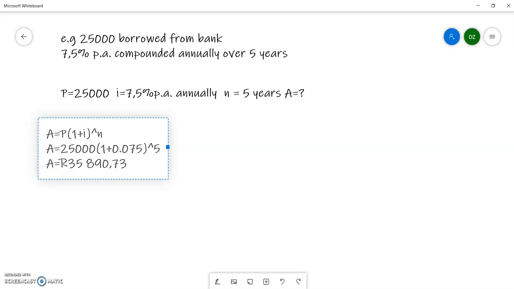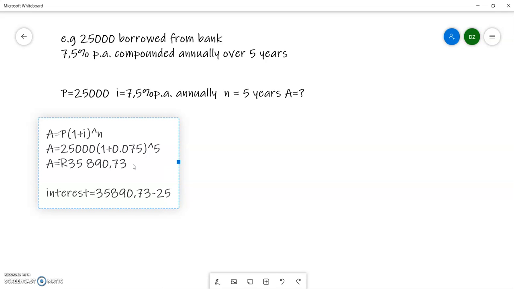And once again, I had a 25,000 Rand initial loan. So how much was the interest in total? Well, it's going to be the amount at the end of the 5 years minus the 25,000 Rand that I borrowed in the first place, to tell me how much additional interest I will be paying. And that would be 10,890 Rand and 73 cents.